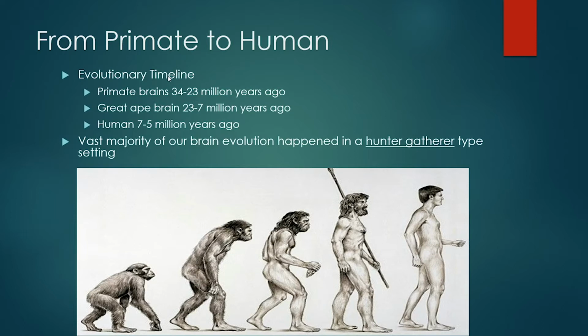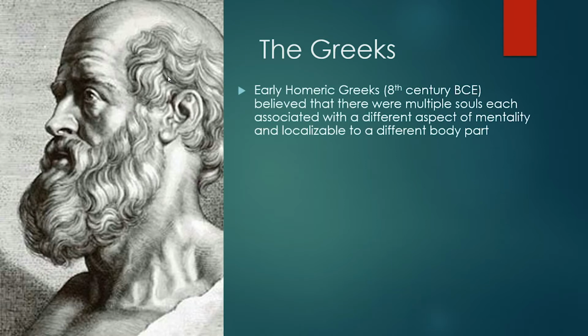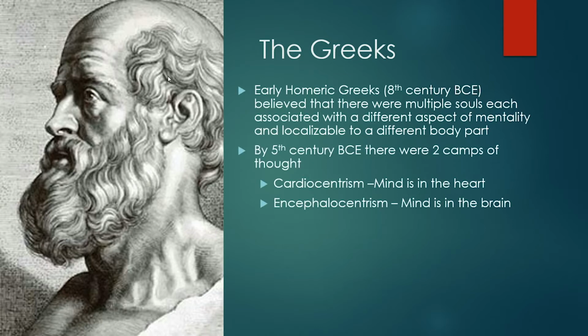So as time went on and the human brain got more complex, people started to think about where their experience was coming from, where the mind was located, right? And the earliest recordings that we have of this were about 800 years BCE. And this was like the early Homeric Greeks. They knew that we had this ability to have perceptions and different types of mental experiences. We're mad sometimes, we're sad sometimes. They thought that this was because of multiple souls that were associated with different parts of our body and different aspects of mentality.